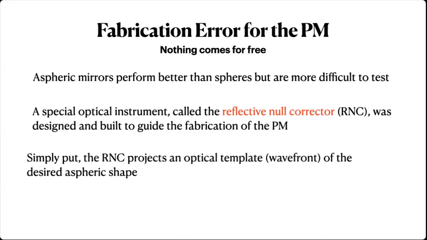Simply put, this tooling, this optical instrument, projects what I call an optical template. It's a wavefront that has the desired aspheric shape that they want the mirror to take on. And you put it in a test fixture with the mirror and you're able to monitor the surface of the primary mirror and see if it's doing the right thing.